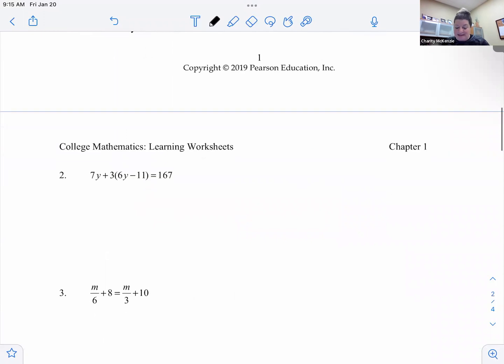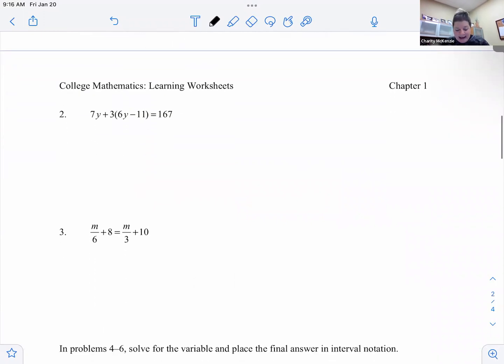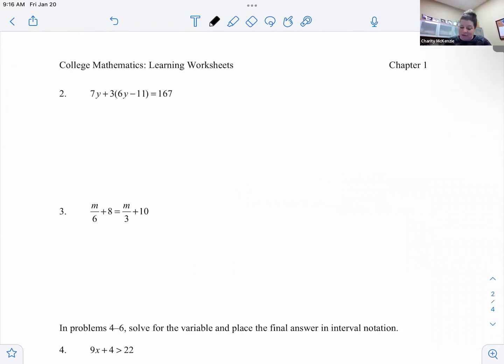Okay, so that should definitely be a review. Problem 2 is somewhat similar, right? You're going to have to distribute here and simplify that whole left side before you can start to solve going both directions like we did on the last one. So we'll start with distributing the 3. I have 7y over here, and then 3 times 6y is 18y, 3 times 11, and it is a minus there, is 33, equals 167.